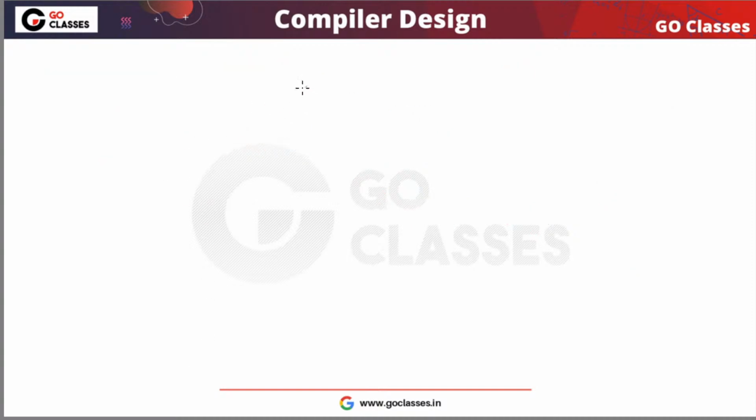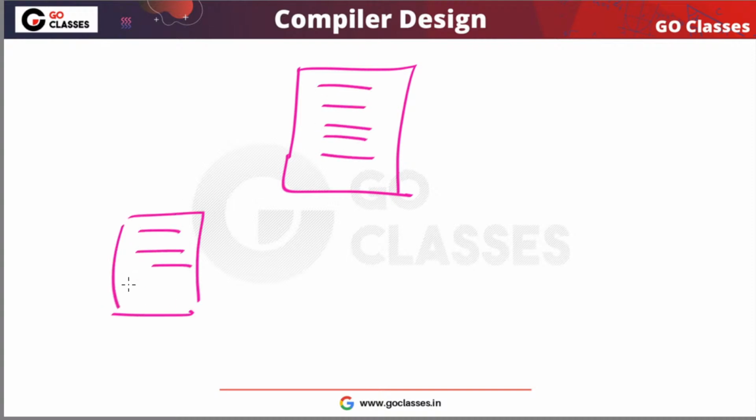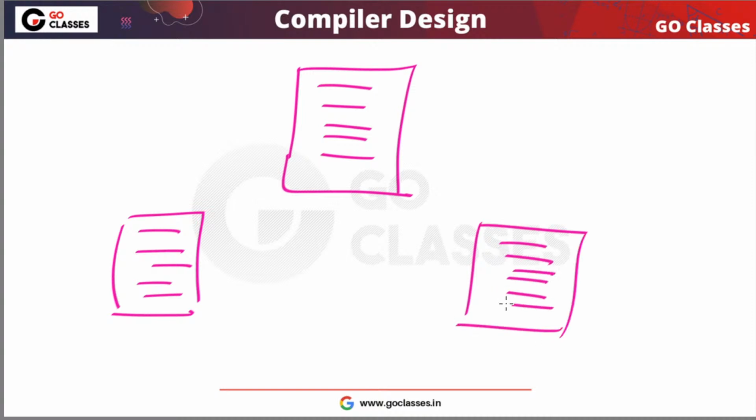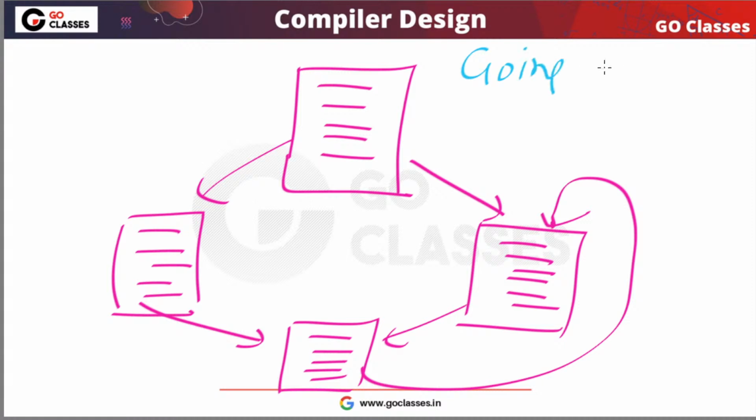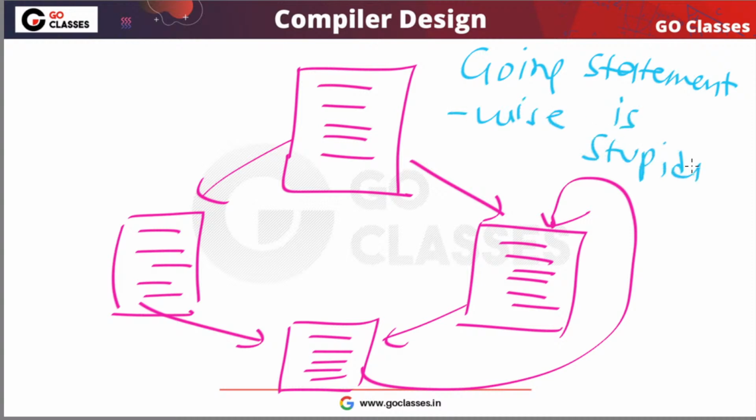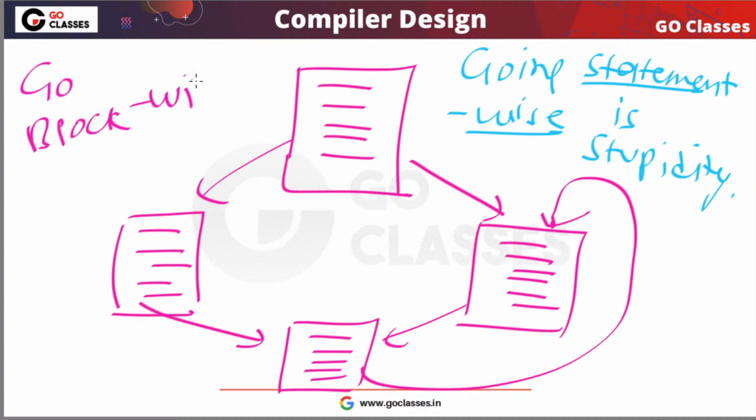Because if you have this type of scenario, let us assume here you have many statements, here you have a statement, here you have a statement, and here you have a statement as well. Then in this type of scenario, you can notice a lot of time you will save. Going statement wise is stupidity here. Yes or no? Do you agree? So go blockwise.